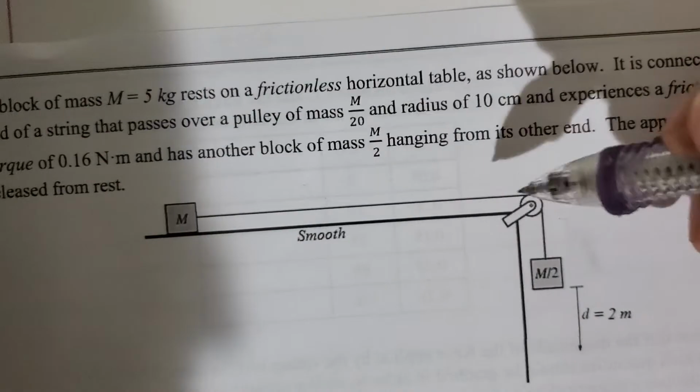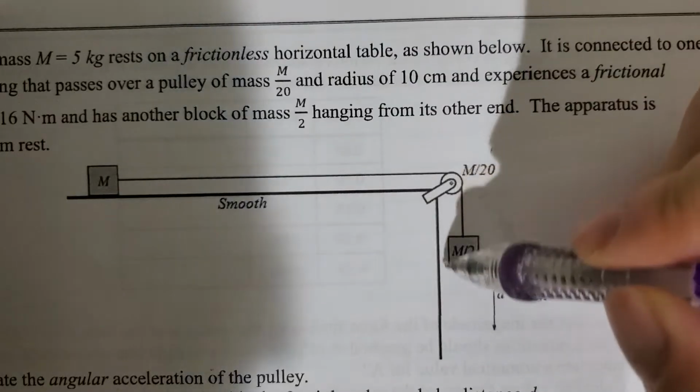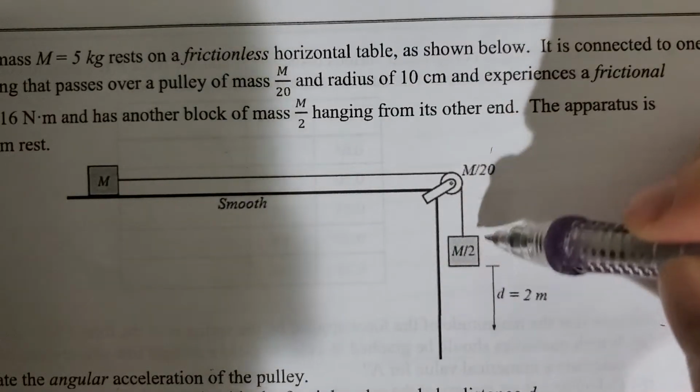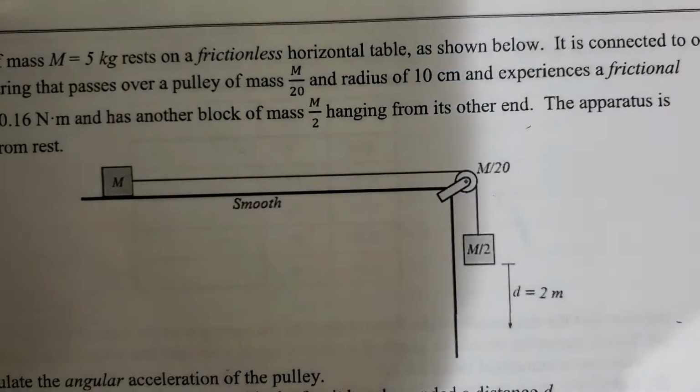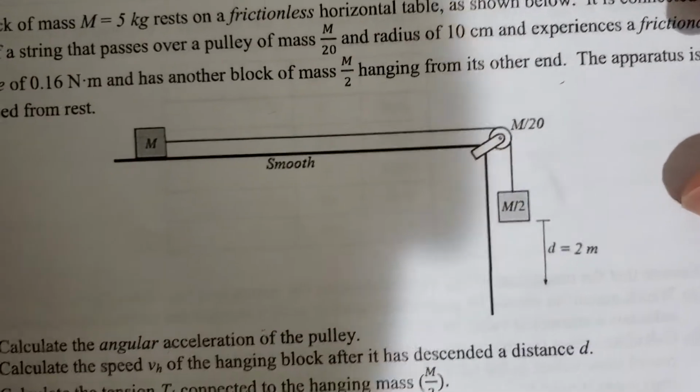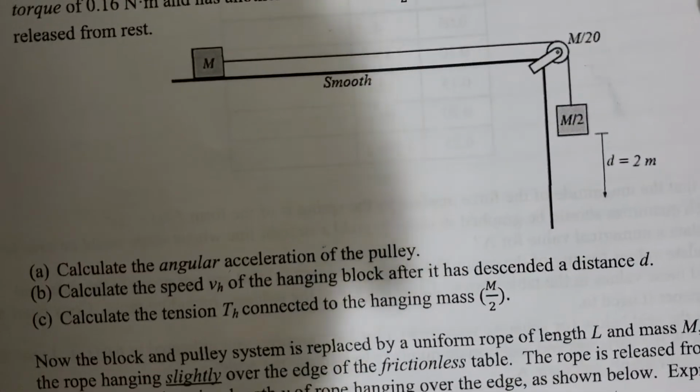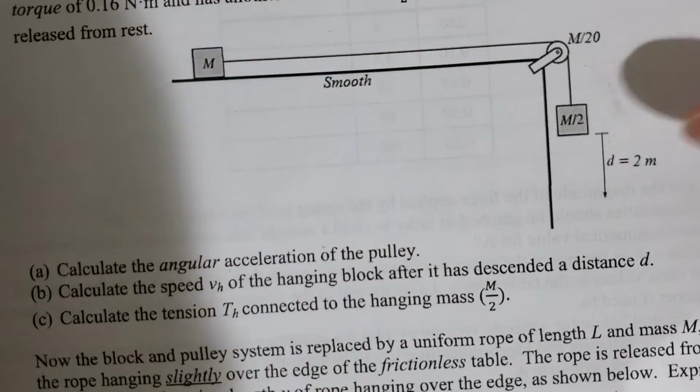And over the pulley, there is another mass right here, M over 2. That means it has half the mass of this mass, and it is hanging. Okay, so part A tells me to calculate the angular acceleration of the pulley.